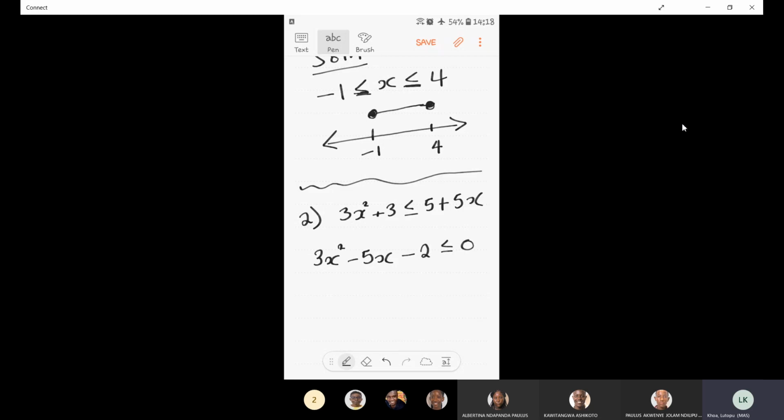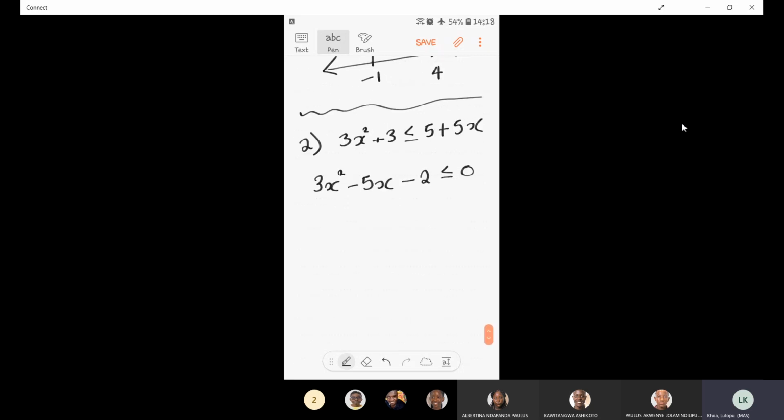And if it is not factorized, the first thing you must do is factorize it. So you look for two numbers that when you multiply them, the answer is the same as 3 times negative 2, which is negative 6. And when you add the two numbers, the answer is negative 5. So the two numbers are negative 6 and positive 1. So you open your brackets, you put your variable, and then the two numbers, we said it's negative 6 and positive 1.